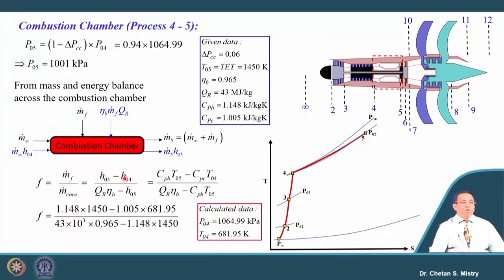Be careful what units you are taking; you need to maintain uniformity in units. Suppose you are taking Cp in joule, then your calorific value also should be taken in joule. Suppose you are taking kilojoule, then your calorific value also should be in kilojoule per kg. Here, if we calculate the fuel air ratio, it comes to 0.0245.